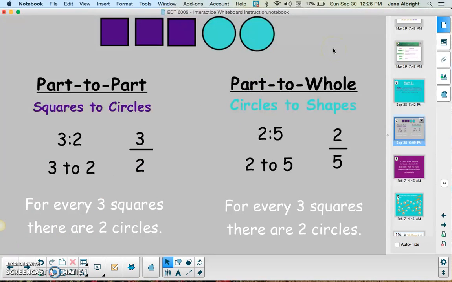The other comparison that ratios provide is a part-to-whole comparison. In this case, we're comparing circles to the total number of shapes, which is 2 to 5. Again, they're given the 4 different ways that you can write a ratio.